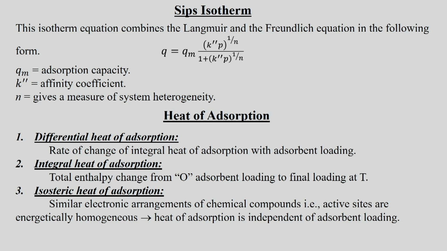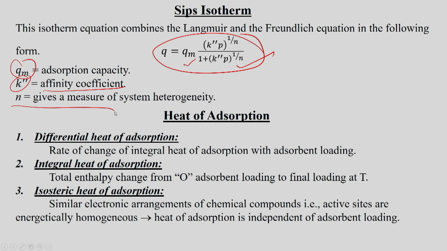And the Sips isotherm is an empirical relation, q is equal to qm into k double prime into p to the power 1 by n, by 1 plus k double prime into p to the power 1 by n, where qm is the adsorption capacity, k double prime is the affinity coefficient, and n is a measure of the system heterogeneity.